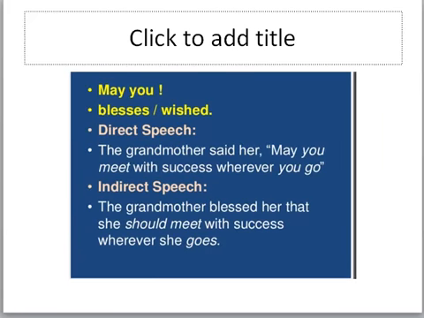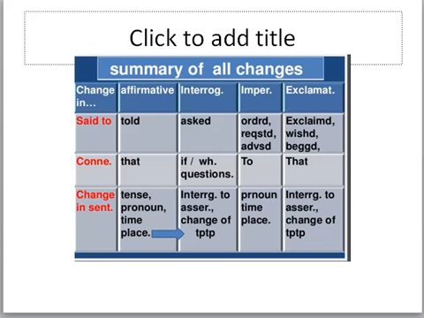And "may you" is how it would be changed. The grandmother said to her, "May you meet with success wherever you go." The grandmother blessed her that she would meet with success wherever she went. Right? So this is how the exclamatory sentence will change when it is changed from a direct into an indirect statement or speech, right?